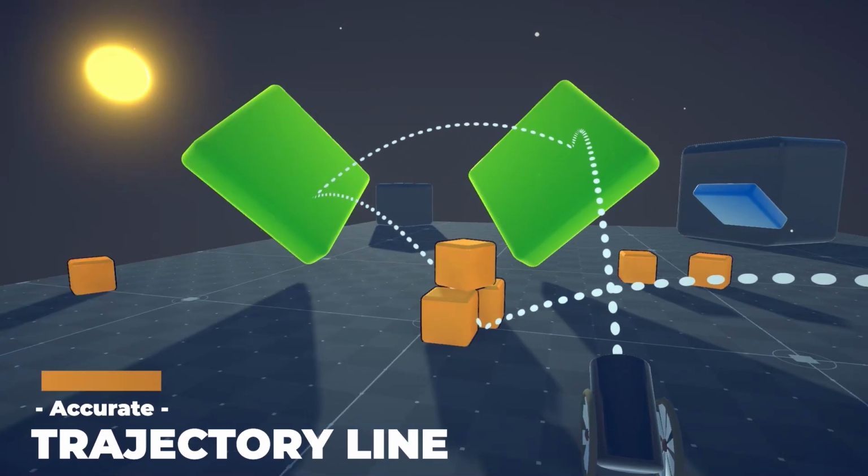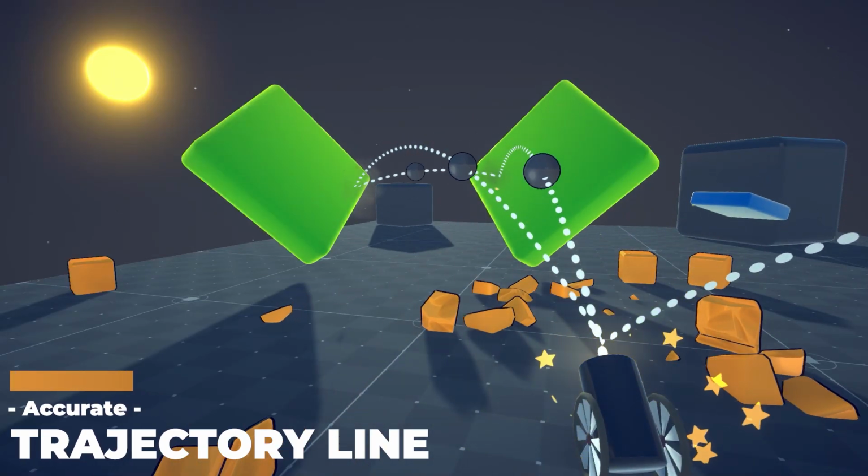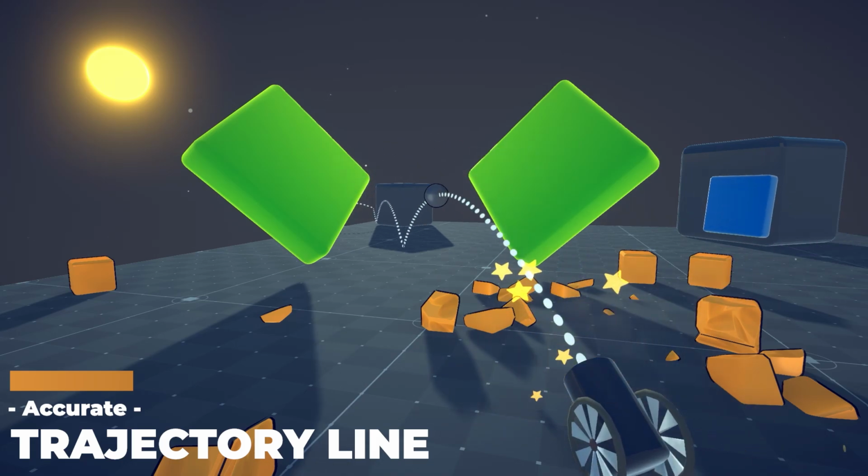Let's make a trajectory line which calculates rebounds and even takes the bounciness and friction level of your object's materials into account. Let's get into it.